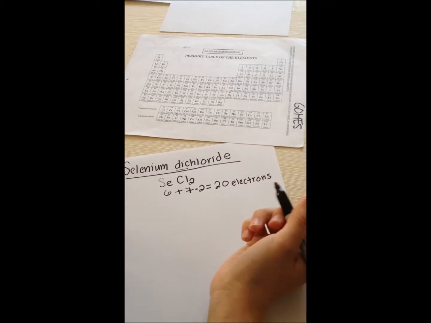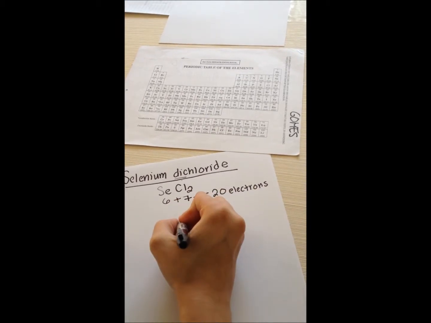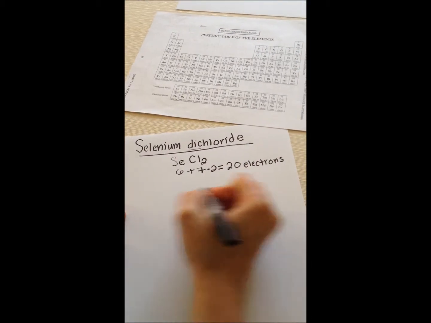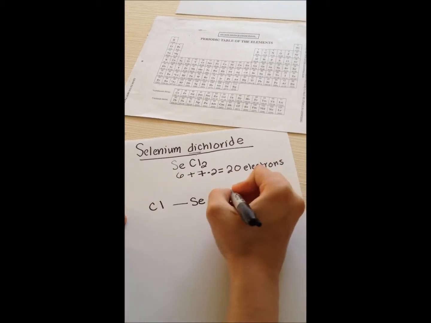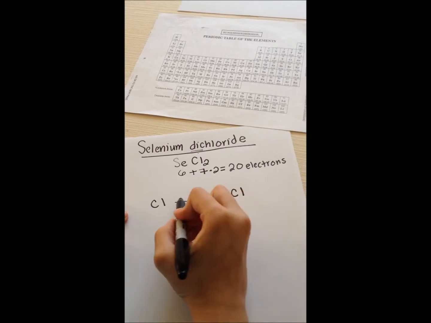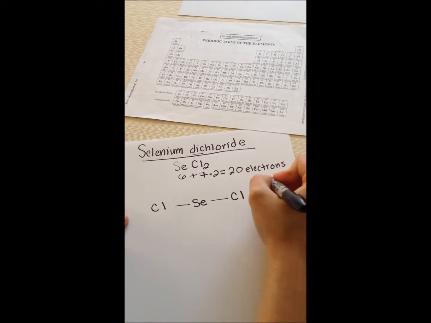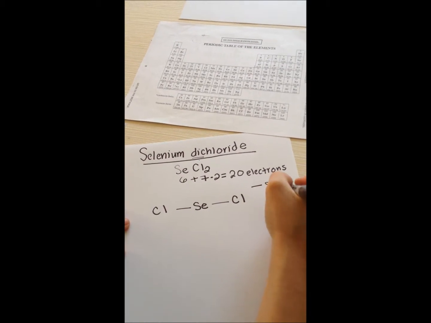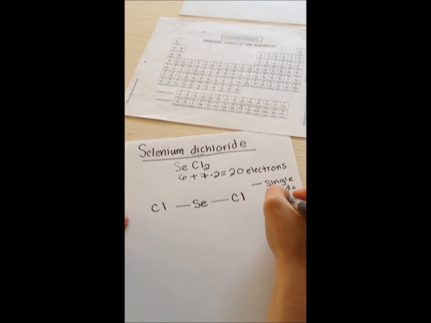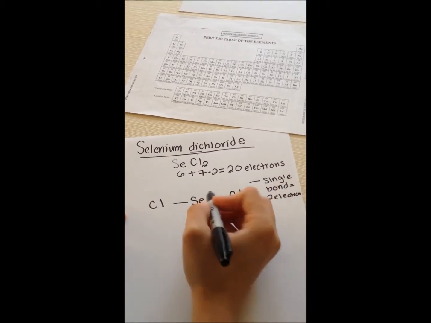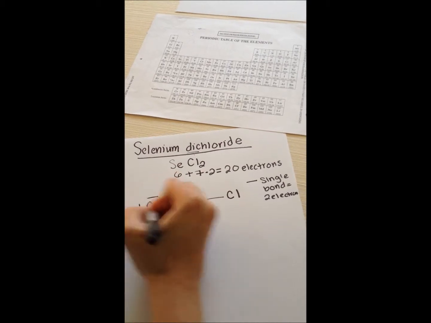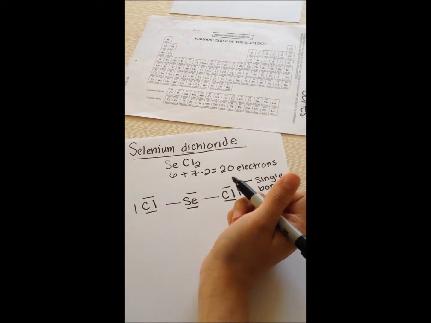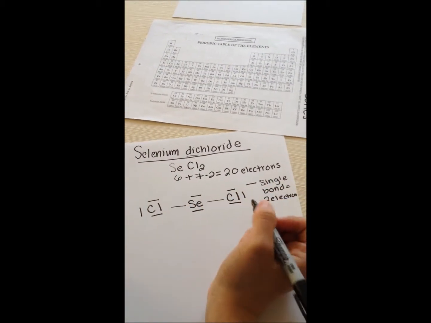Now we can draw our Lewis structure. Selenium is going to be our central atom because there's only one of them. And it's going to be single bonded with chlorine on either side. The lines count for a single bond, which equals 2 electrons. That's 2, 4, 6, 8, 10, 12, 14, 16, 18, 20. There's 2 lone pairs in this Lewis structure.